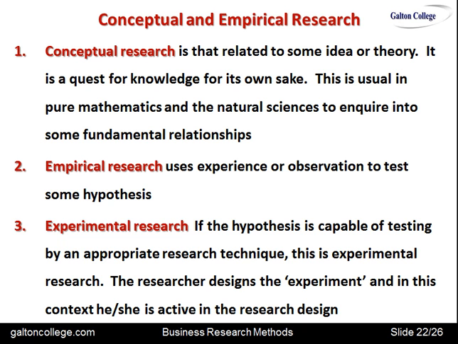And number 3, we have experimental research. If the hypothesis is capable of testing by appropriate research techniques, this is experimental research. The researcher designs the experiment, and in this context he or she is active in the research design. So in experimental research, the researcher has a hypothesis that there is a relationship between two phenomena, perhaps in the natural sciences, in physics or in biology or whatever, and then tries to engineer ways in which that may be tested. That's experimental research.